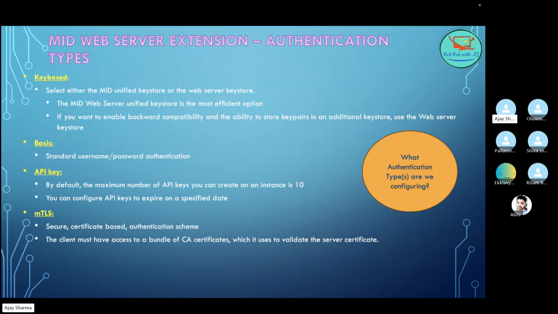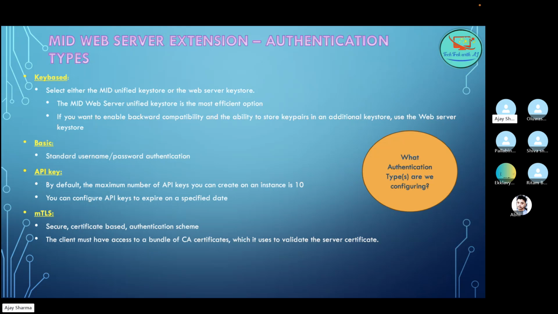The next is the authentication I just mentioned: what type of authentication you use. The options are key based authentication, basic authentication, API key, and MTLS, right? Key based authentication is something where, when you authenticate, one key will be generated, and based on that the authentication happens, right? So for the mid server, if you are selecting the key store, the mid web server unified key store is the most efficient option. And if you want to enable backward compatibility and the ability to store key pairs in an additional key store, use the web server key stores, basically, right?